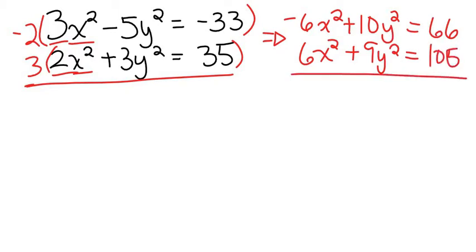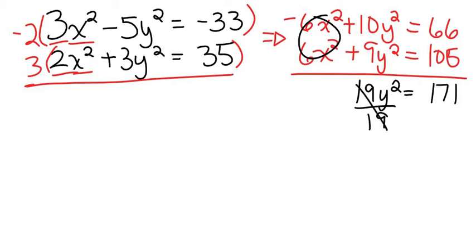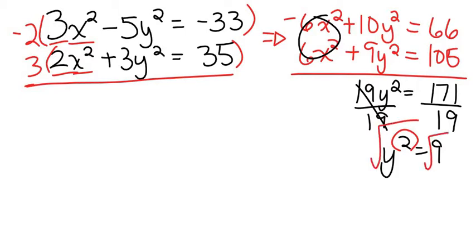Okay, notice here that the x squareds go to 0, so I'm left with 19y squared equals 171. I'm going to divide both sides by 19 to eliminate that, and then I'm left with y squared equals 9. Now, think about this. What's the opposite of taking the square of something, or squaring something? The opposite is taking the square root. So to eliminate the square, you're going to take the square root of each side. This is going to give you plus or minus 3.